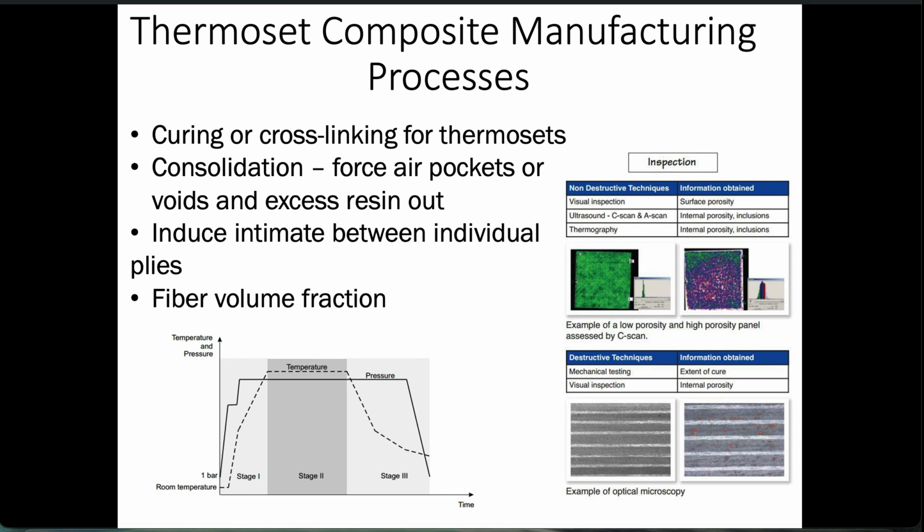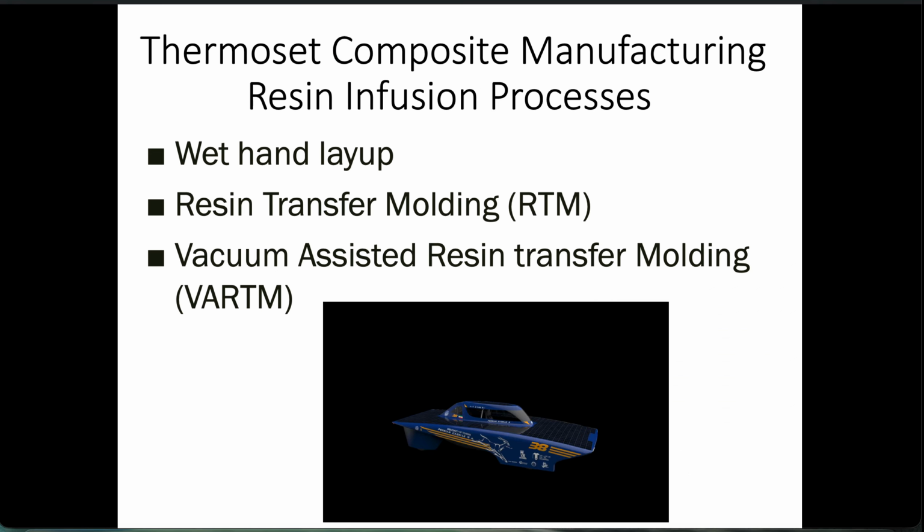Before the curing process, we need to make sure all of the air pockets are removed from our composite panel. In the VARTM process that we're going to use, that is done by creating a vacuum. Let's move on to different types of composite manufacturing processes. The three that we are going to talk about here are the wet hand layup; the second one, resin transfer molding, RTM; and the last one, vacuum assisted resin transfer molding, or VARTM, which is the manufacturing process we use.